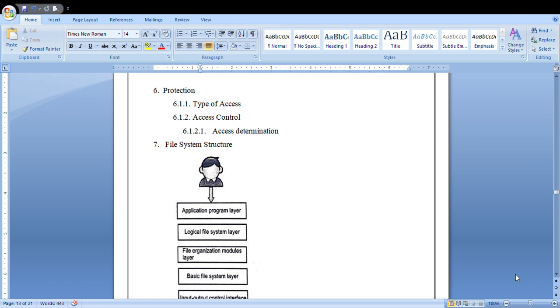And the next one is access determination. When a process attempts to access a file, its effective UID, user identifier, is compared to the UID that owns the file. It means whenever the file is shared, the user ID, user identification number, will be shared with the respective user. So it will be compared with the owner of the file, that is, the person who is attempting to access that file. That is the one method, access determination.